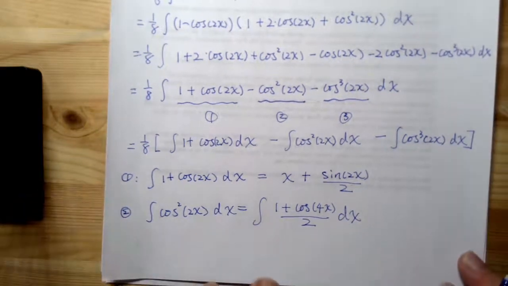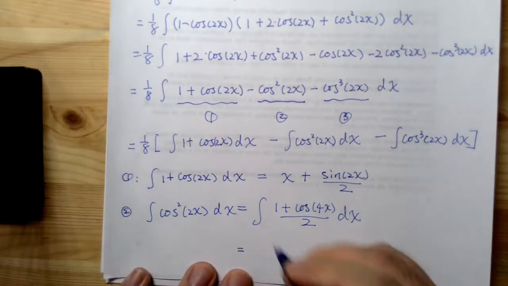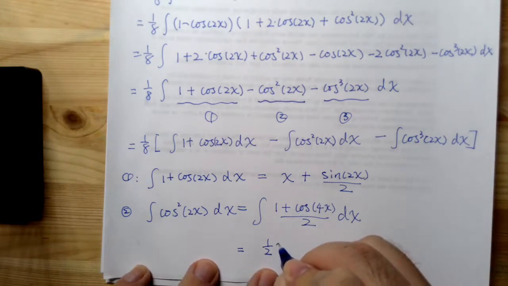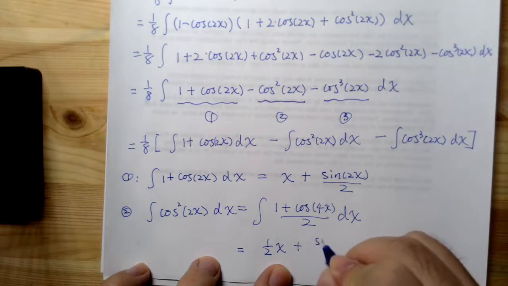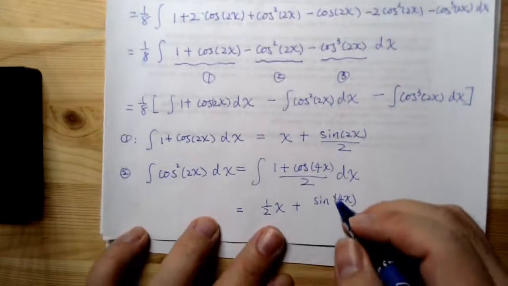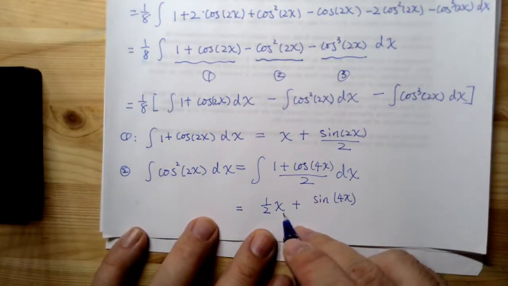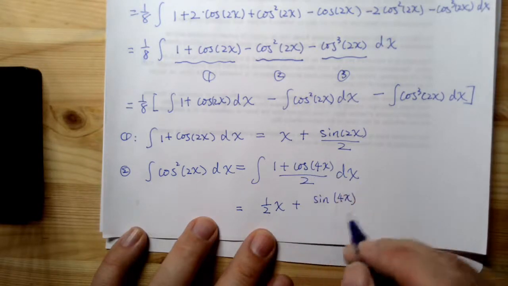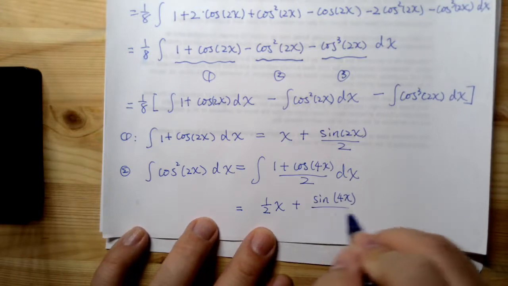Okay, so this is one of the formulas we provided. And it turns out this is also not that difficult to evaluate. So it's going to give us 1 over 2x, and then plus sine of 4x. So for here, 1 over 2, the antiderivative is 1 over 2x. The antiderivative of cosine 4x over 2 turns out to be sine 4x, actually it's over 8.